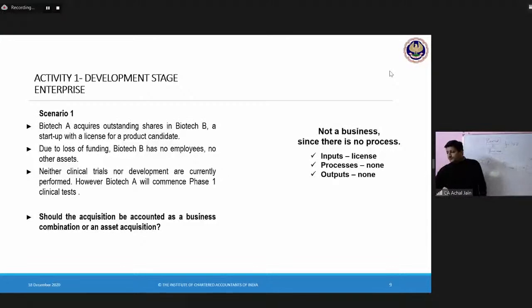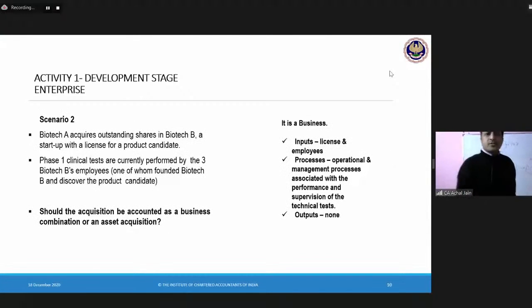It's not a business. Devankar is saying, it's not a business because there's no process. Kaustav is saying, sir, it will be a business because even though Biotech B does not have employees, I think the response of Kaustav is partially received. It's not complete. I'll just wait for your responses on this second scenario now.